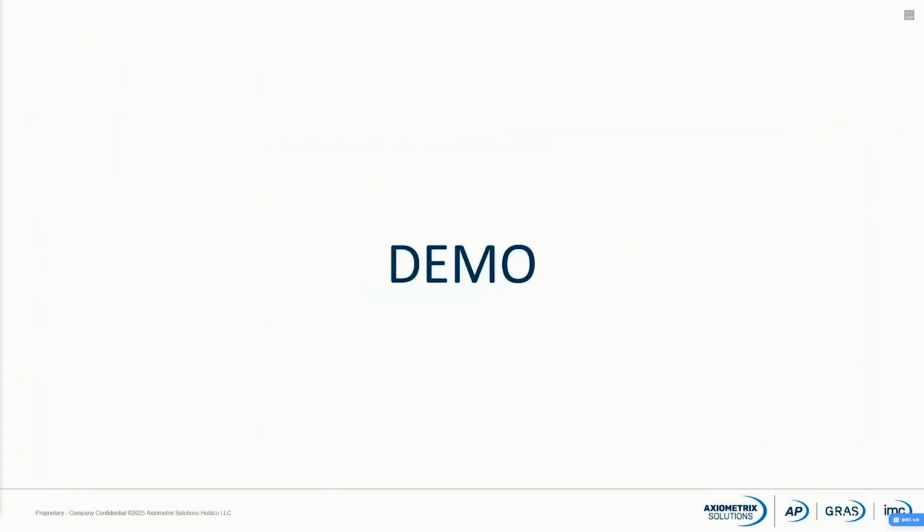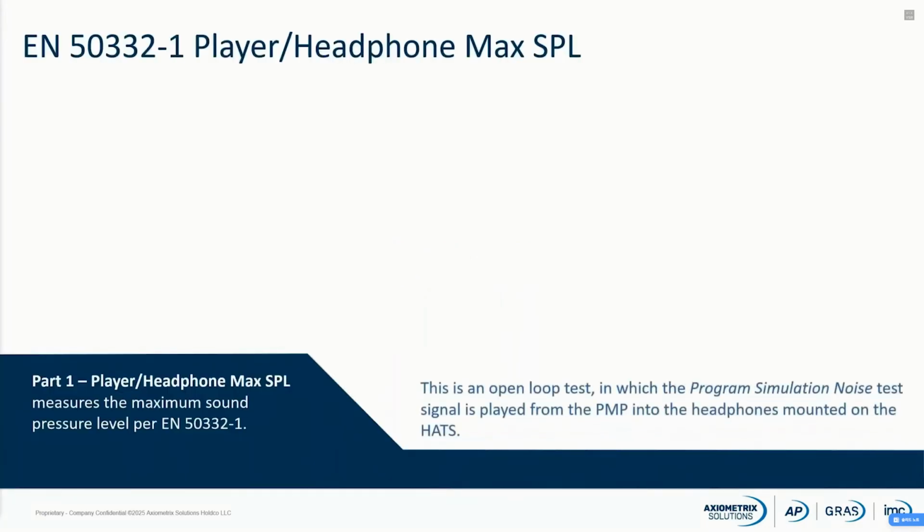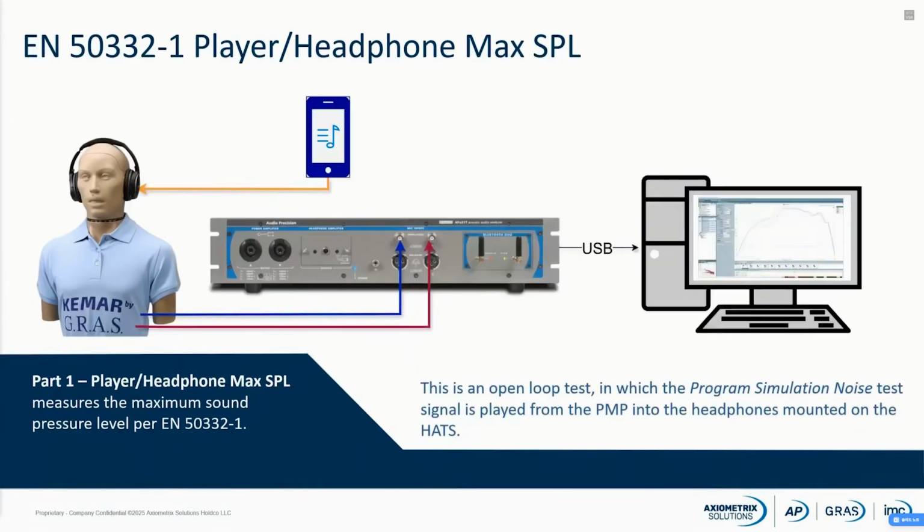Now we're going to switch to some demos so we can see these four measurements in action. During the demos, there may be some periods of silence while the measurements are running. We'll start with part one. This is an open loop test in which the program simulation noise test signal is played from the PMP into the headphones mounted on the hats. The program simulation noise test signal is a stimulus specified by the standard and has already been loaded onto my PMP.